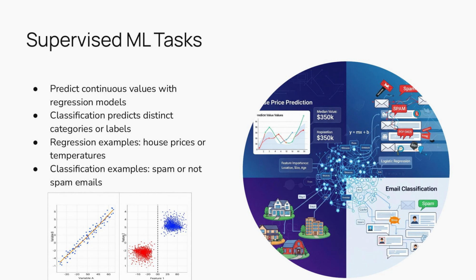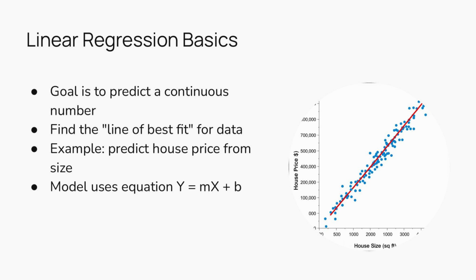As we learned in B1, supervised learning boils down to two main jobs. The first is regression. This is when we want to predict a number like the price of a house or the temperature tomorrow. The second is classification. This is when we want to predict a category like spam or not spam, cat or dog. We're going to start with regression because it's the most intuitive way to understand how models learn. Let's build a linear regression model.